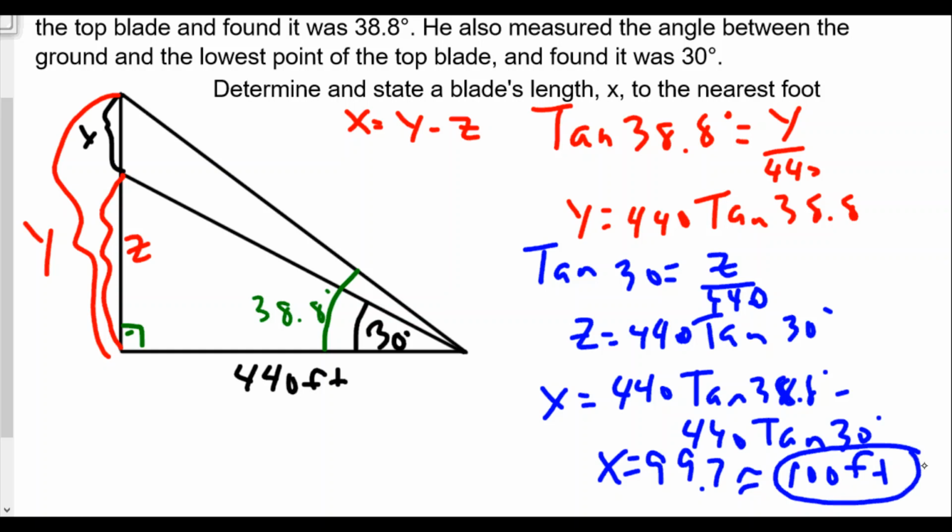So here we didn't need to use the law of sines. We saw in this case two triangles, and our strategy was to find two measurements and subtract to find x.